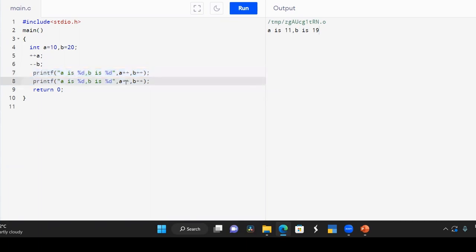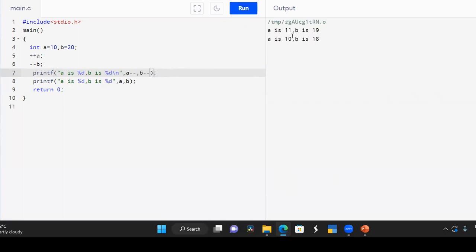Now I am removing these two and I am trying to print them. I'm considering a backslash n for printing in a new line. So what will happen here? A is 11 and 19 in that line. This is post increment. So by the completion of the line, the values got updated and they are printed here. It is also the same case with minus.